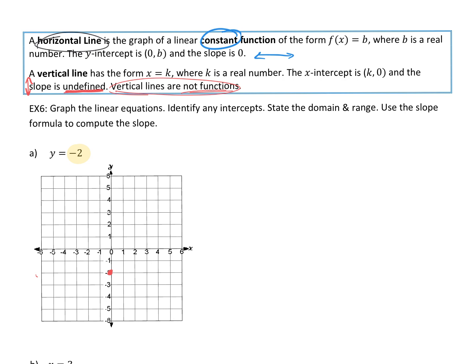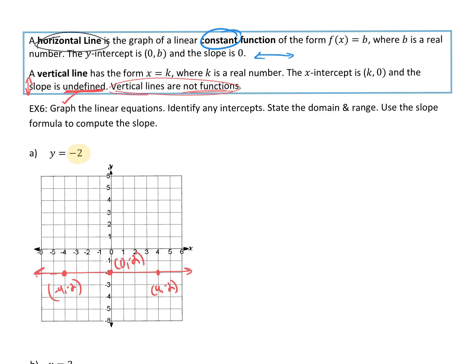Let me change that. Okay. There we go. A little neater. So that is the point (0, -2). Again, we need 3 points. Pick any random points. I'll do (4, -2), and how about (-4, -2). There we have our 3 points. What else do we need to do? We graphed it. Identify the intercepts.